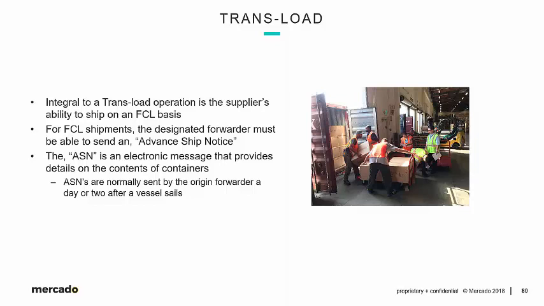For all of this to work, second bullet point, for these FCL shipments, the designated forwarder must be able to send what's called an advance ship notice. We should recognize this right out of the gate. We've mentioned it a bunch of times. We showed documentation examples of an ASN. The ASN, as we know, is an electronic message that provides details on the contents of containers.